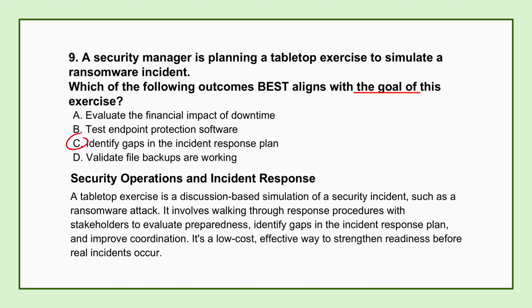Exactly. Tabletops are discussion-based. You walk through the scenario: okay, ransomware is detected on these systems, what do we do now? People discuss their roles, the steps in the plan, communication flows. The aim is to find where the plan is unclear, where steps are missing, where communication breaks down before a real attack hits. So things like testing endpoint software or checking backups would be done differently. Yeah, those involve technical testing, different kinds of drills or validations. The tabletop is purely about testing the plan and the team's understanding of it. Evaluating financial impact might be part of the outcome of a real incident analysis, but it's not the goal of the exercise itself. Got it.